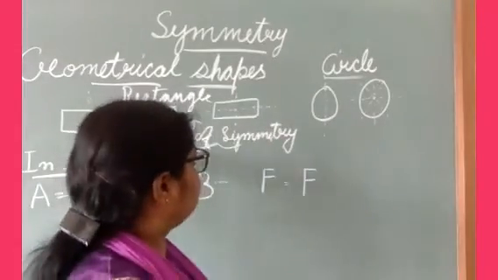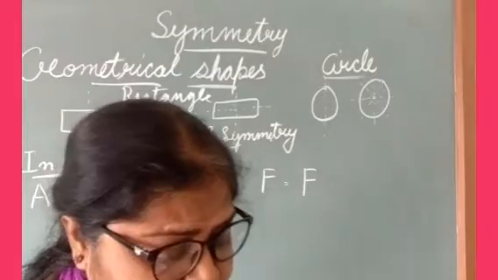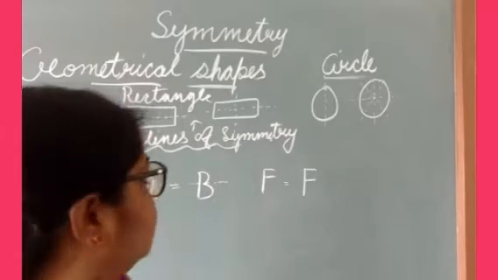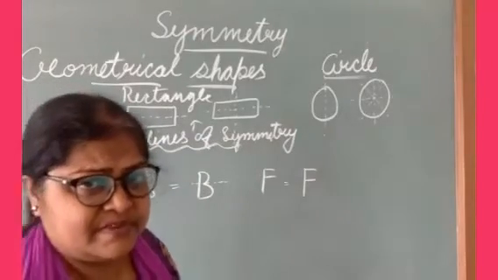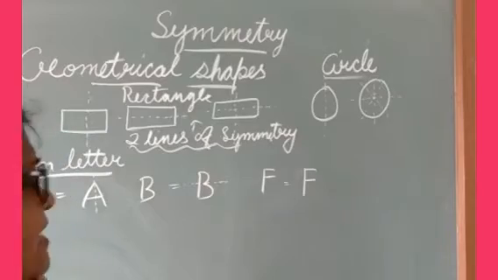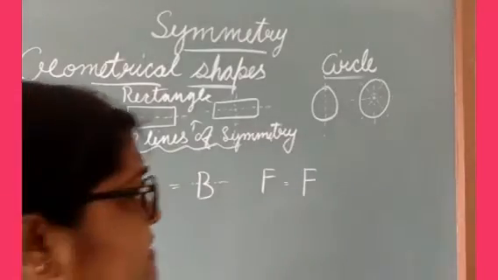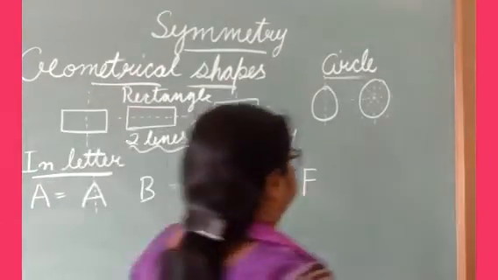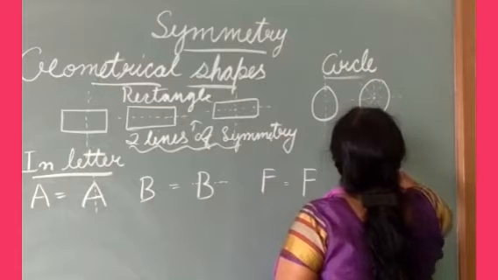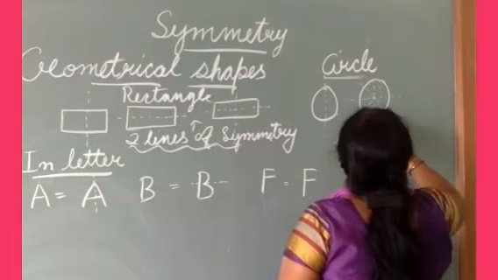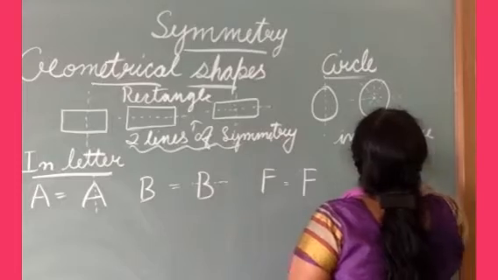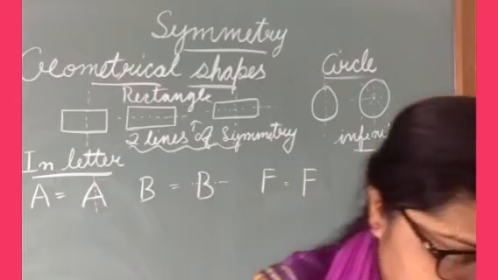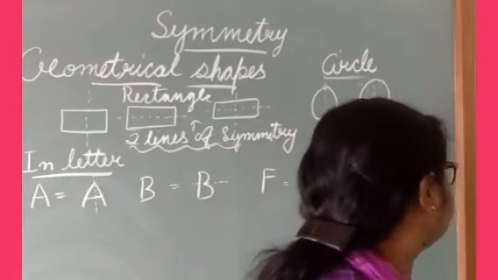So it is clear to you all about geometrical shapes. In geometrical shapes you have learned about symmetric shapes and symmetrical lines. A rectangle has two lines of symmetry and a circle has infinite lines of symmetry. So what does a circle have? A circle has infinite lines of symmetry.